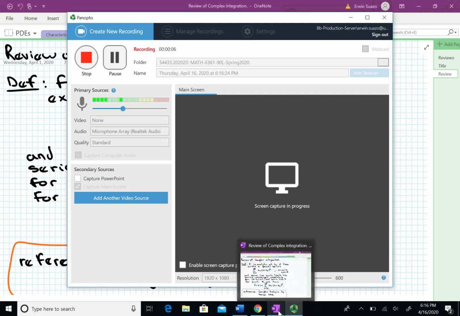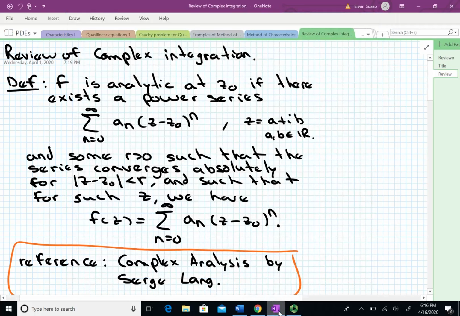Okay guys, so in this video I'm going to review a very fast complex integration. First of all, our function is a function of a complex variable. So we need to define what it means for a function to be analytic. Analytic is the closest thing to being differentiable. So we don't say f is differentiable, we say f is analytic.